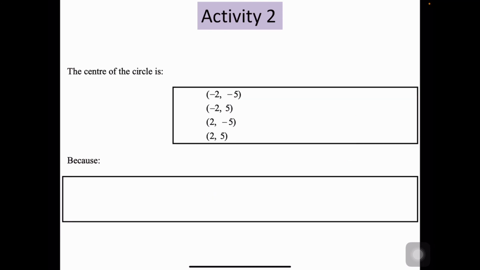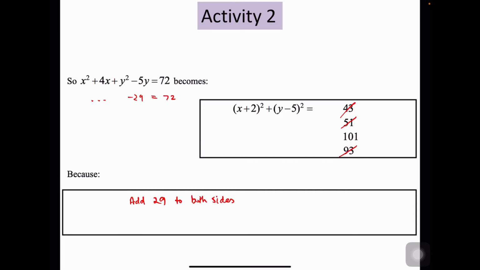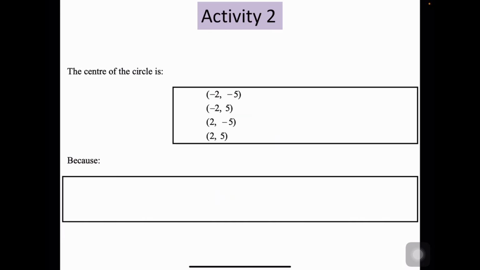The center of a circle, you should be able to work out from this equation. So it's negative 2, 5. Why? Because the general equation for a circle is this, and (a, b) equals the center.